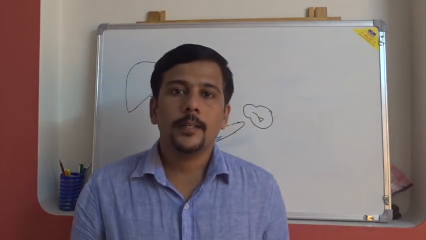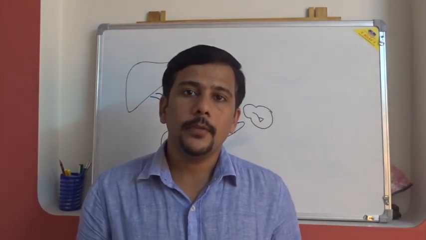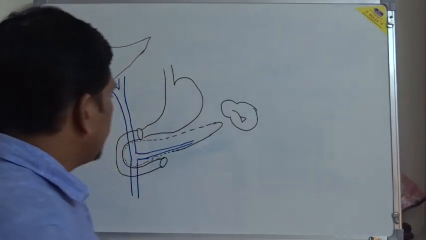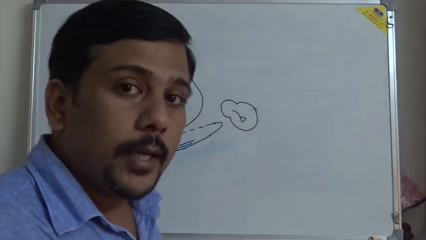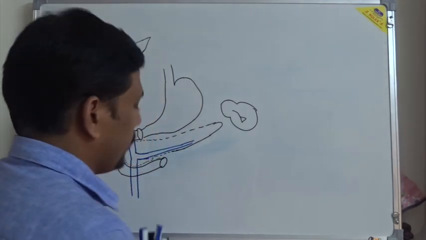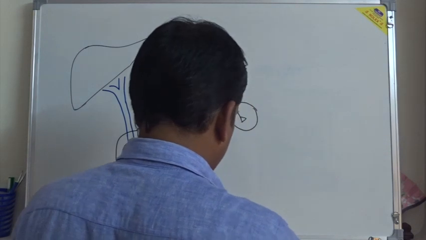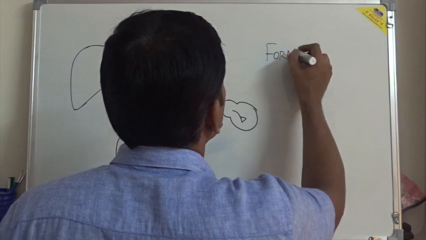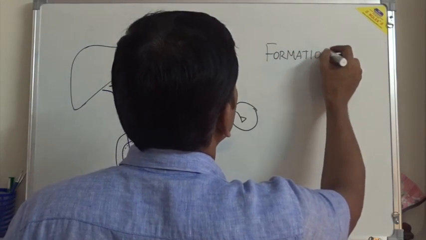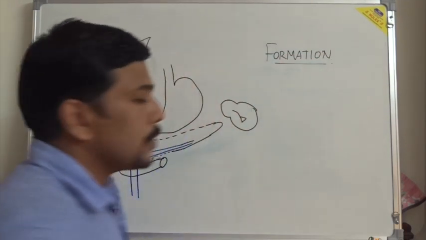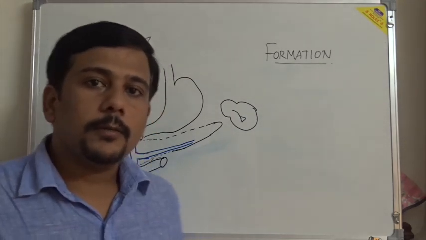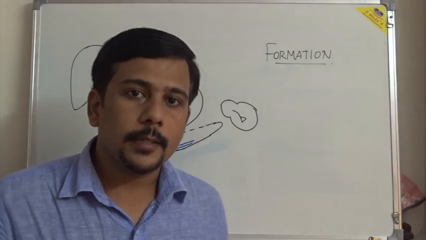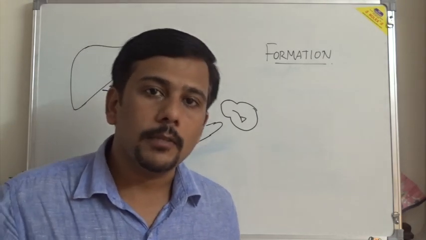Hello students, today we will continue with the previous video, that is the tributaries of portal vein. First we will see the tributaries of the portal vein near its formation. So here the veins which are finally forming the portal vein can also be considered as the tributaries. They are the major tributaries of the portal vein.